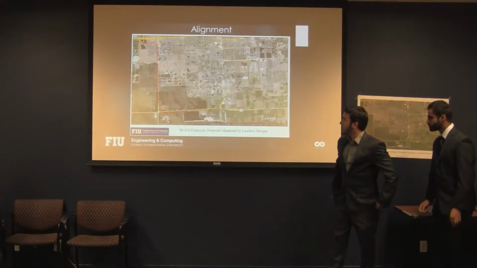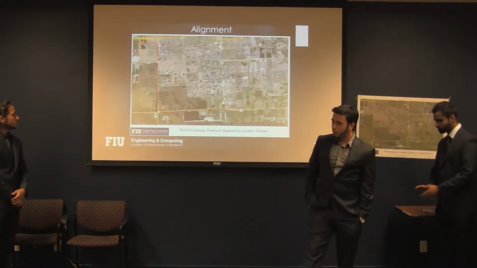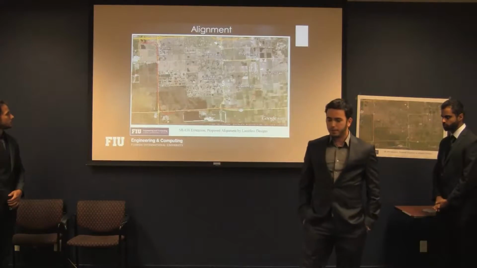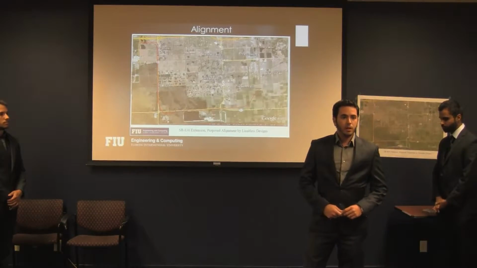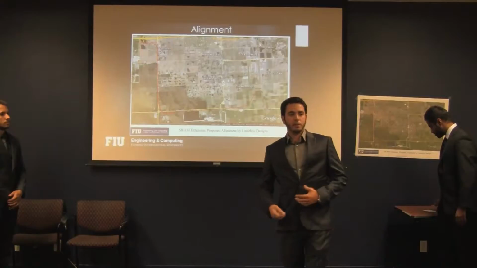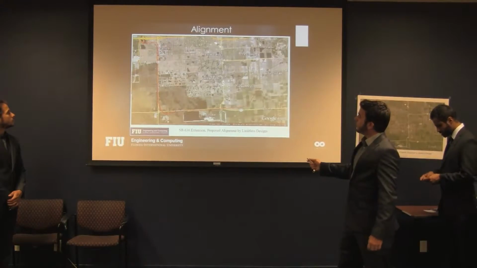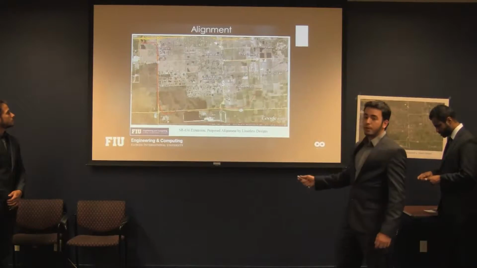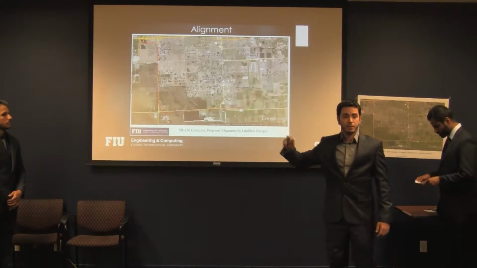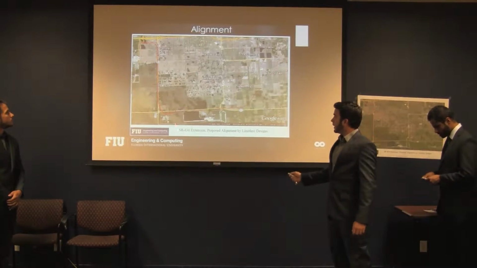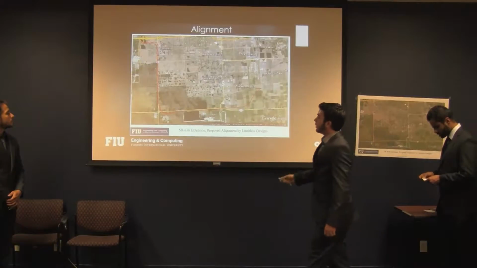Alright, so this is our alignment. Our alignment is a little bit different than what was proposed in the study that we were looking at. We're going to start over here and we're going to come with two overhead bridges, and the overhead bridges are going to be non-stop, segmental from here, and they're going to end here. So they're going to go side by side.